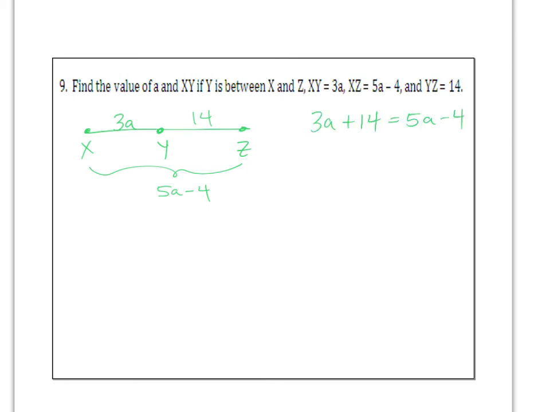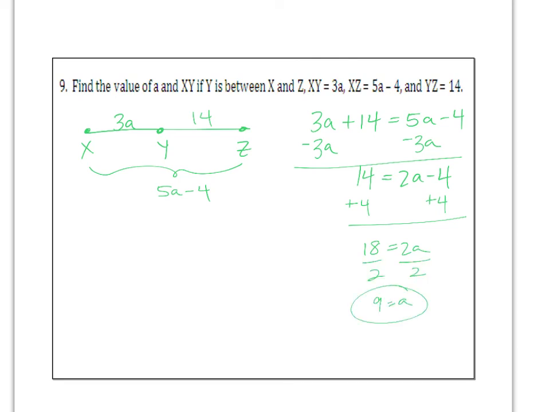Next, you set up your equation, and remember the two small parts add up to the big part. So the two small parts are the 3a and the 14. You add them together and they should equal 5a minus 4. Now use your algebra skills. I'm going to move the a over to the other side, getting them on the same side of the equal sign, so I'm going to subtract 3a. Then I'm going to move this negative 4, so I'm going to add 4 to the other side, and then divide by 2.